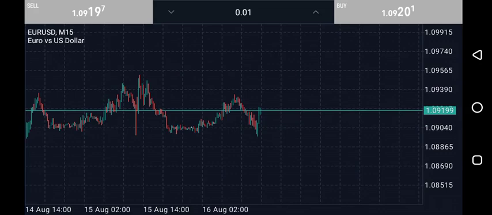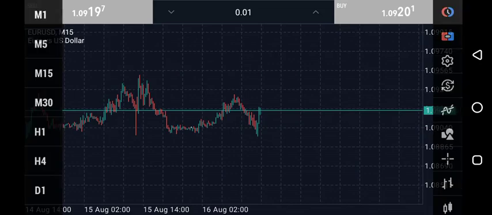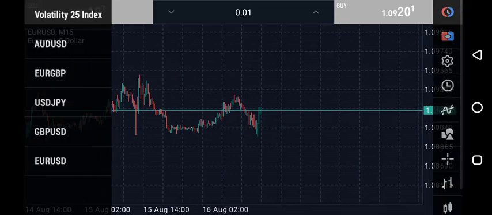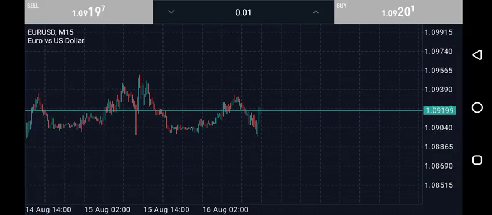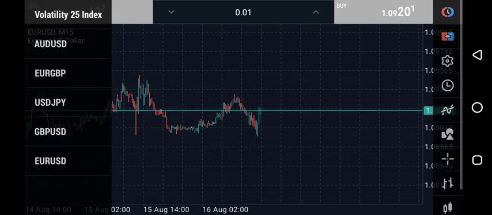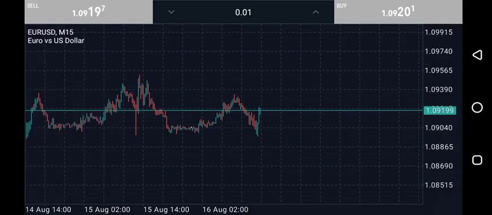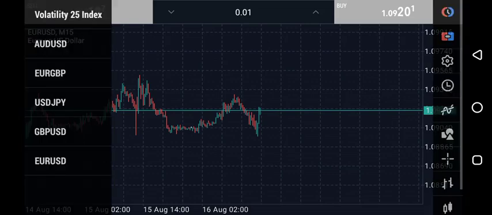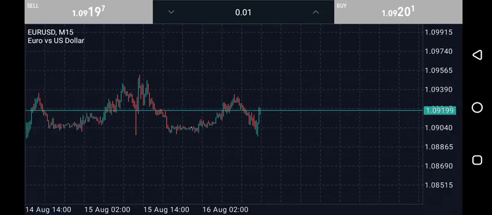First, we have major pairs and minor pairs. Let me show you. Don't mind the volatility up there. We have AUD/USD, that's Australian dollar to US dollar, EUR/GBP, that's euro to Great British Pound, then USD/JPY, US dollar against the Japanese yen, and so forth. These are major pairs. Minor pairs are CAD, CHF, and the rest.